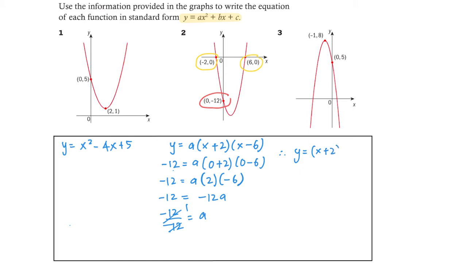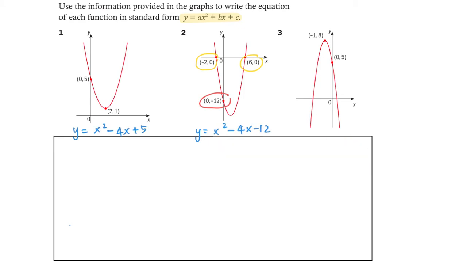(x plus 2)(x minus 6), and this time around we expand them. So we need to expand each of them. So x squared minus 6x, don't forget to do the other one, plus 2x minus 12. So we get x squared minus 4x minus 12, alright? So that will be the answer.